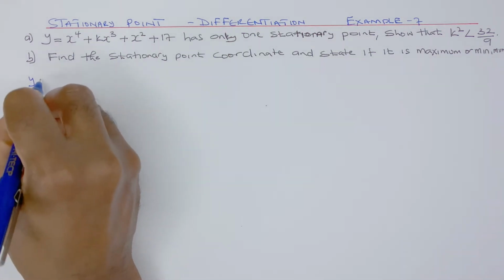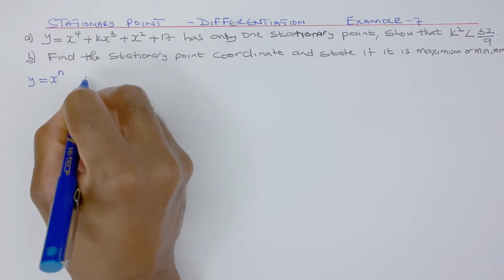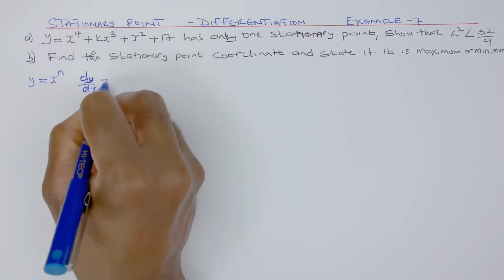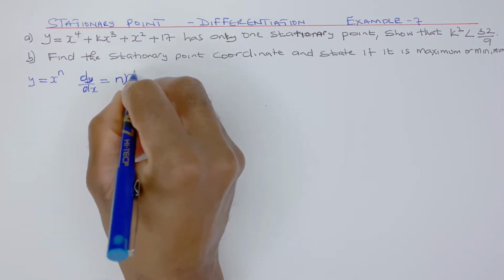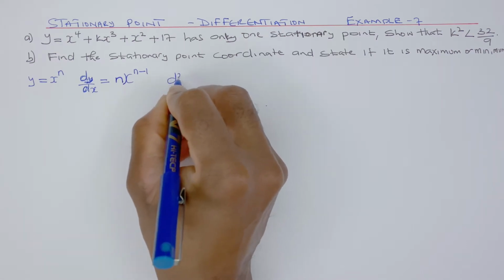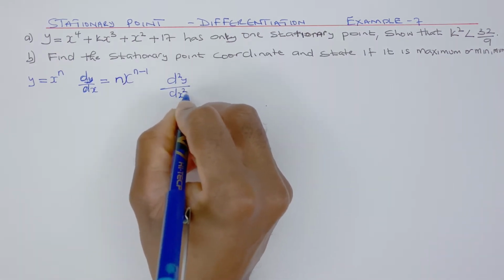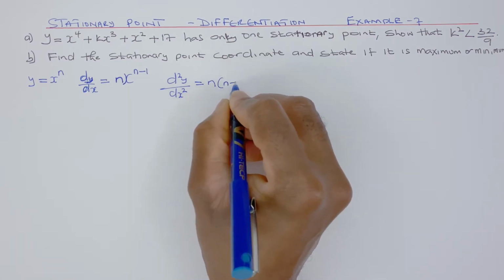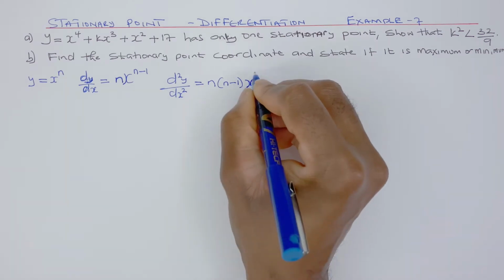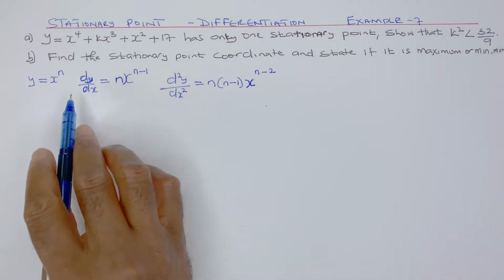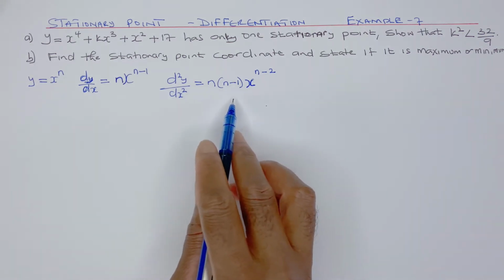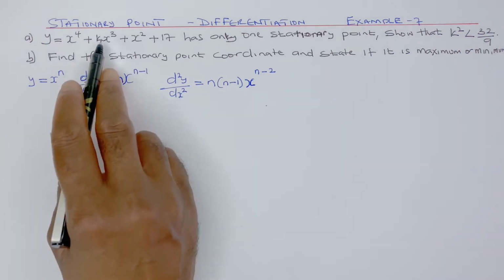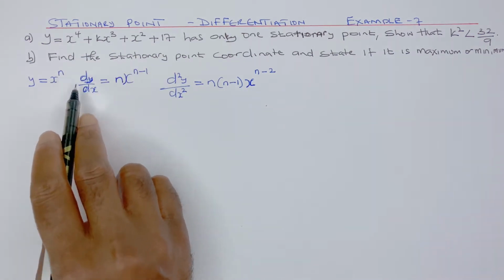If we have a function in the form of x to the power of n, dy/dx equals nx to the power n minus 1, and d2y/dx squared equals n(n minus 1)x to the power n minus 2. This is the first derivative, and that's the second derivative. This is differentiation. This is rate of change of gradient. We need to have the function in this format, and then we can apply differentiation.